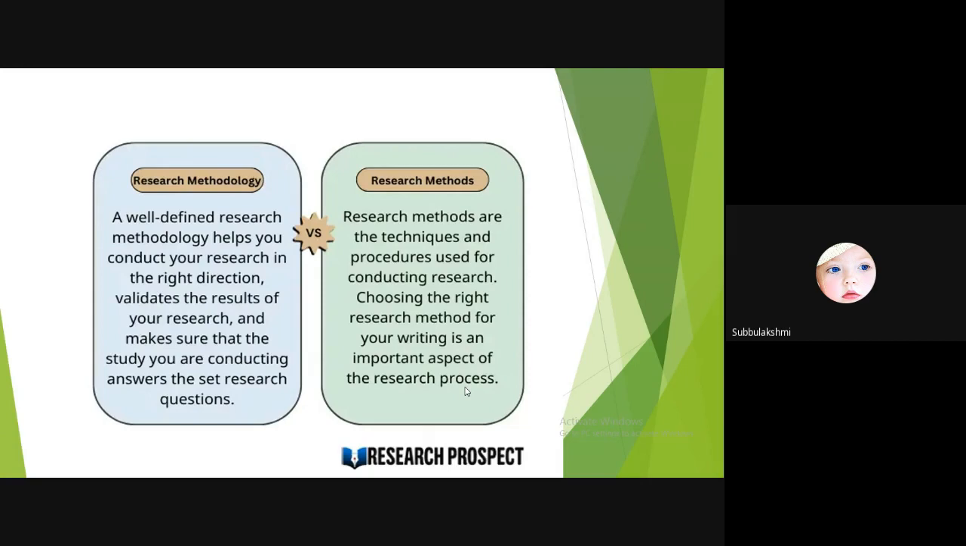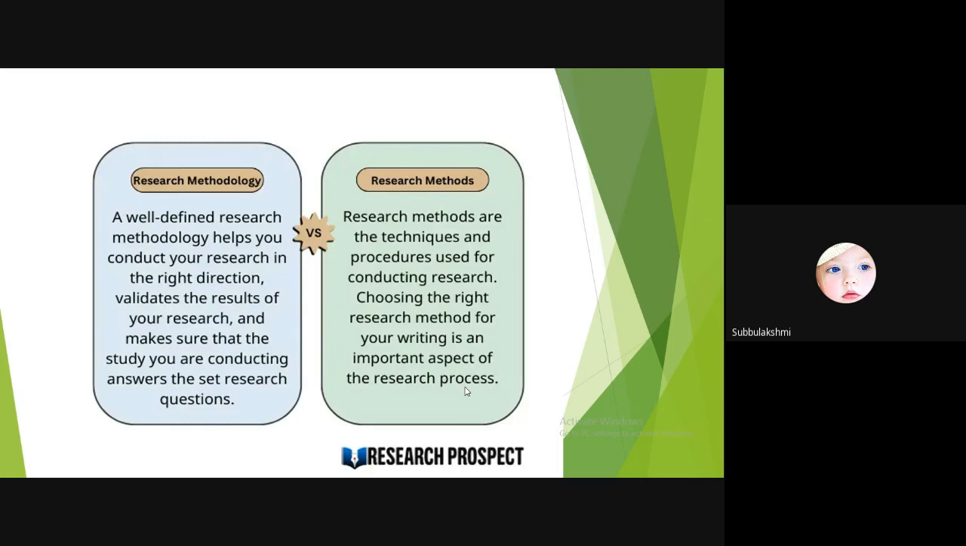Research method is confined to techniques and procedures. We choose the right method. Research report writing is also a method. It comes under method.